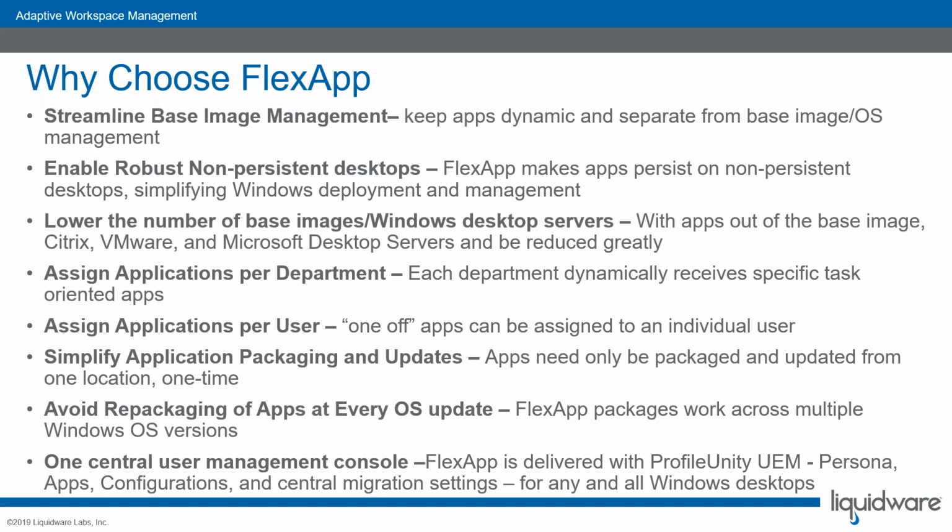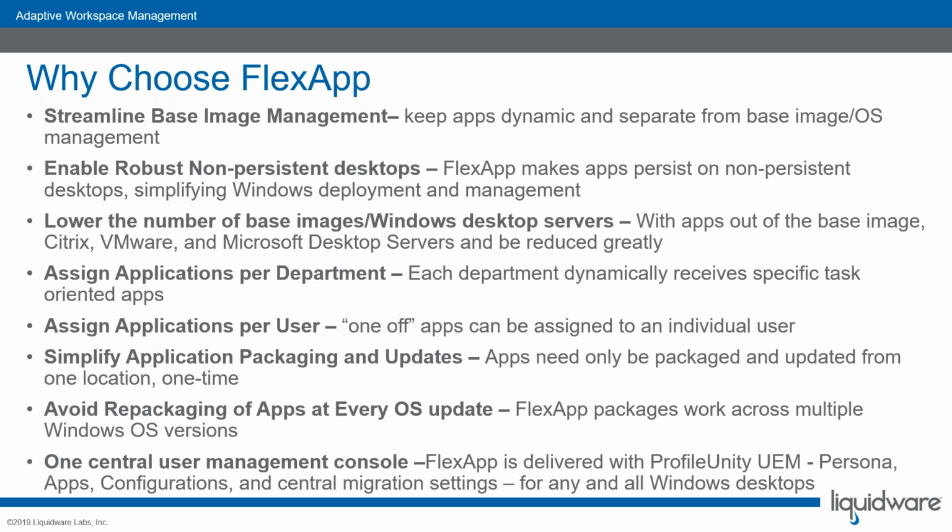We also are able to assign those applications uniquely per department. Those context-aware settings that I mentioned go a long way to doing that. We really simplify the application packaging and updates. It really truly is fast packaging. It doesn't take you 30 minutes to package a small app, or even a large app. It does it in real time. Again, the amount of time that it takes you to actually install that app is about the same amount of time it takes you to package it.